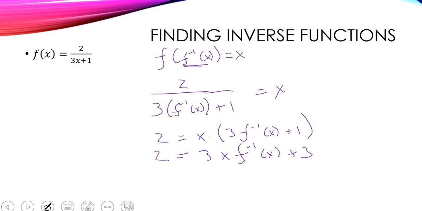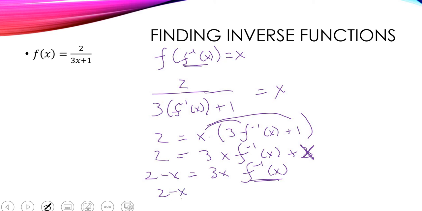what did I do wrong? Oh, plus x, there we go. Distribute my x. I'm going to subtract the x. So 2 minus x equals 3x f inverse of x, and this is what I want to solve for. So if I divide by 3x, I will get my inverse.